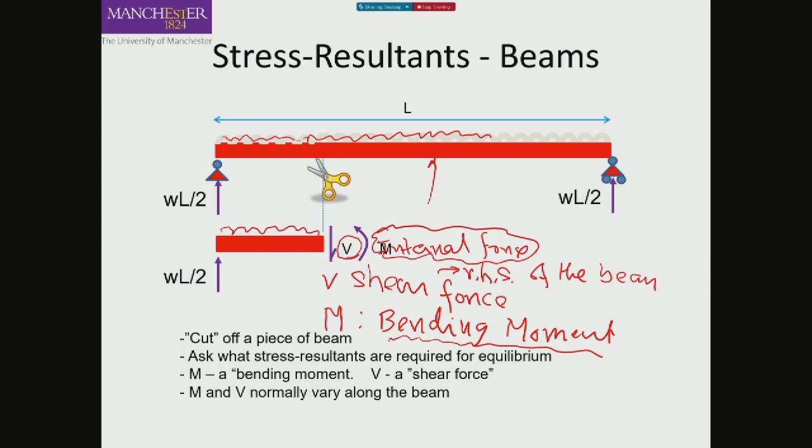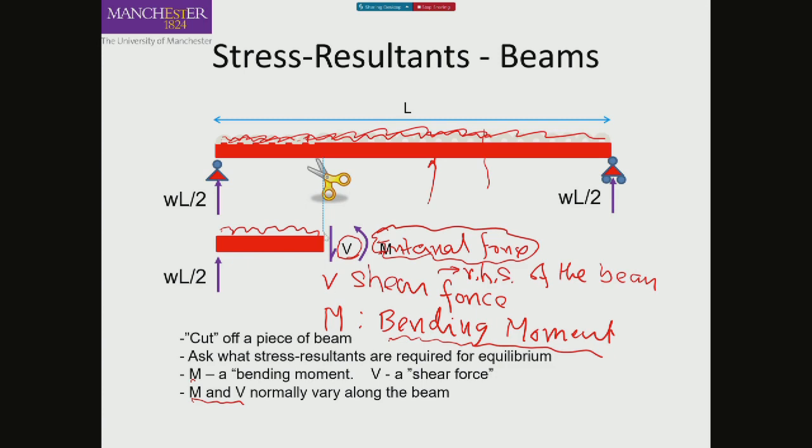So just to summarize, you cut up a piece of a beam and ask what stress resultants are required for equilibrium. So M is here a bending moment and V is a shear force. And as I said, M and V will normally vary along the beam. So if you did a cut here, you will get different values of M and V. And just before I move on, to highlight, these V and M are internal forces or internal stress resultants. So they are not something that you are applying yourself. Your application of the load is only this bit at the top, okay? The forces and stresses that are generated inside give rise to this bending moment and shear force.